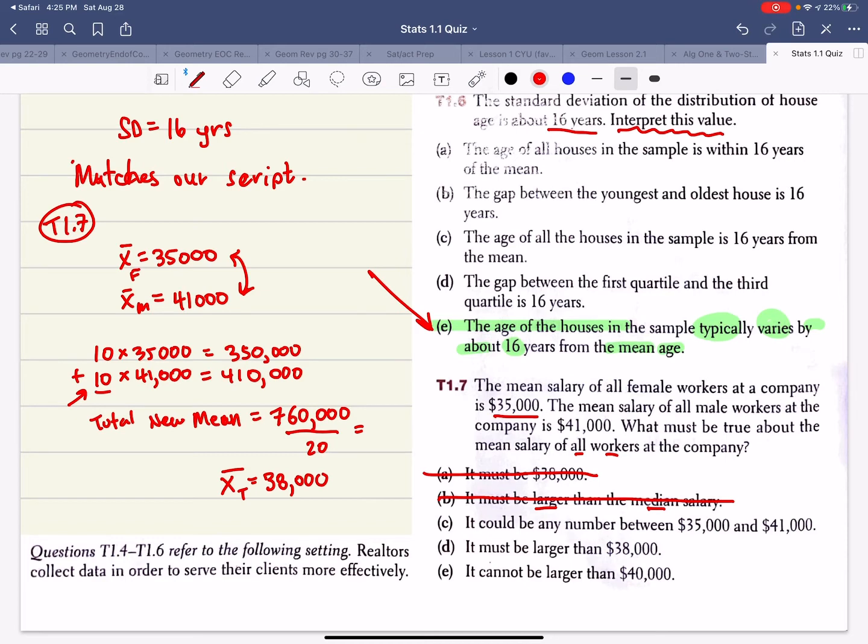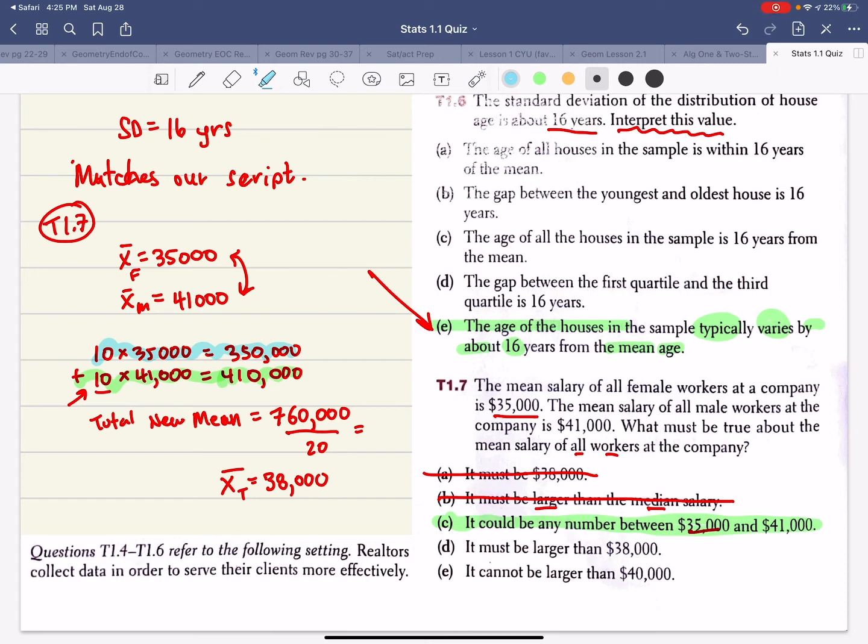There could be some low outliers or some high outliers. It could be any number between there. Yep, and so that's where I'm settling in. It has to be a number between there because the average person makes between 35,000 and 41,000 in total. So the average of everyone would have to fit between there.